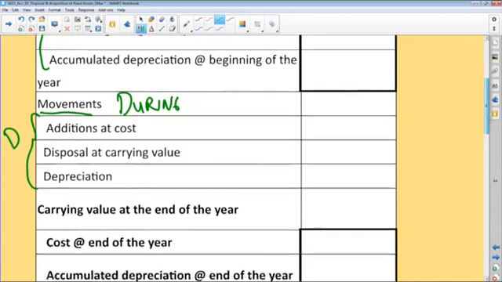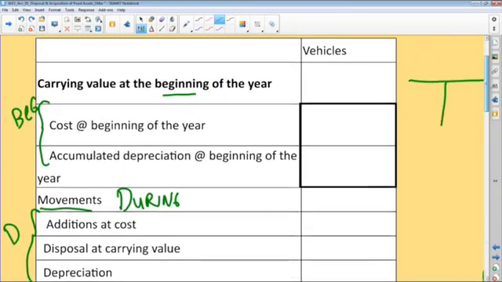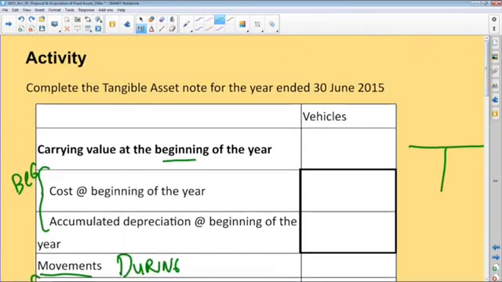And then finally, your tangible asset note also looks at the end of the financial year. Back to your ledger account, you always balance your account at the end of the year. You've got a closing balance. So similarly, this particular note then focuses on the end of the year. So can you see this note is simply your T account in a different format. Okay, just remember that.